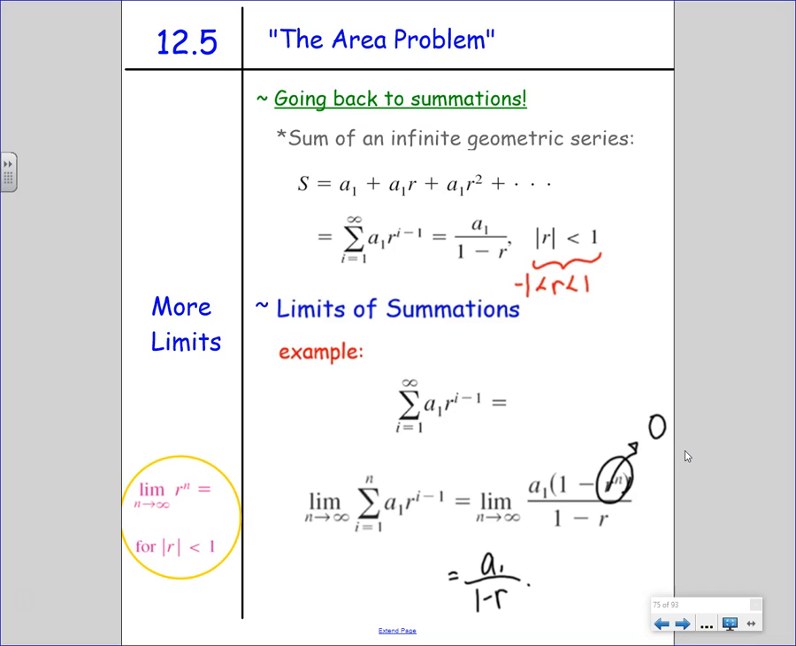So now in section 12.5, now that we've learned limits to or at infinity, we can come to the area problem. We couldn't have done the area problem earlier because we need to go to infinity, and so we had to cover section 12.4 first.